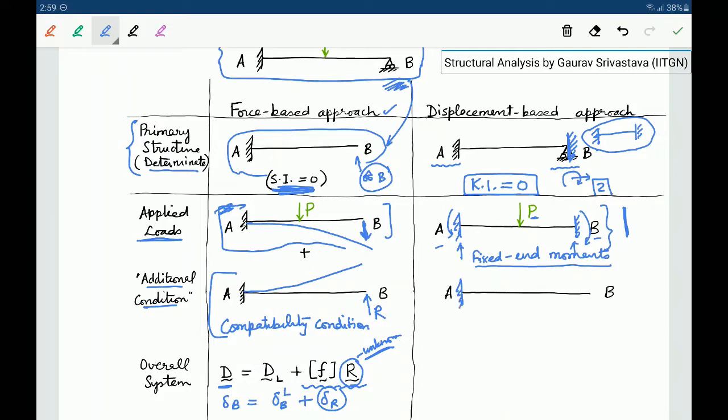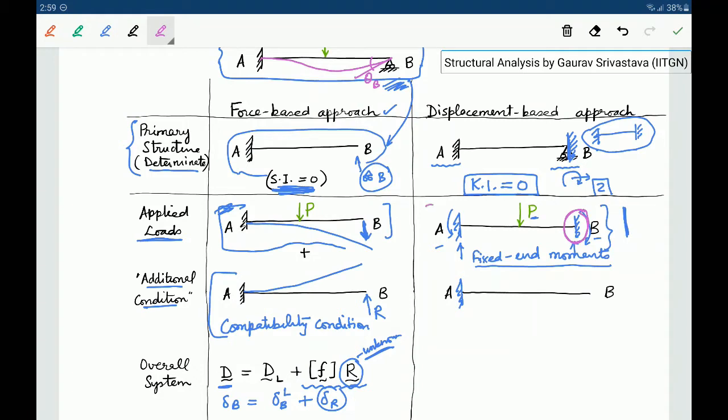Now the other thing we need to consider is that since we have fixed the joint B, in the original structure, the joint B can have some rotation. Okay, so some theta B is possible. But when we considered this to be a fixed beam, we have removed the possibility of theta B happening.